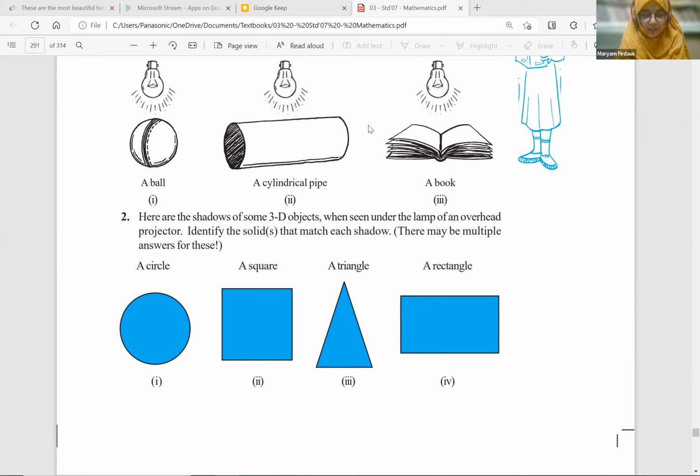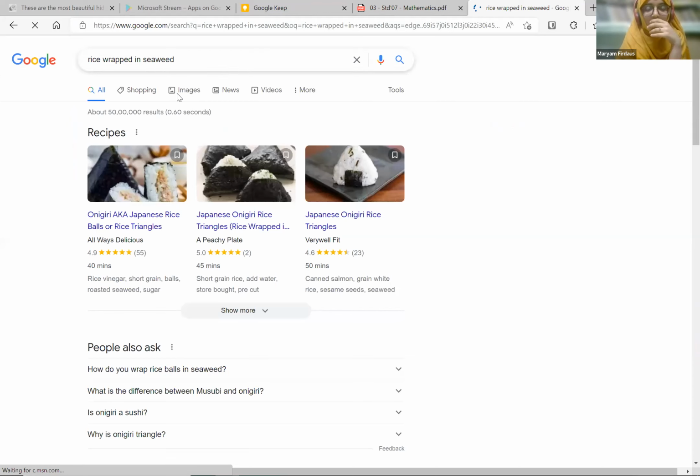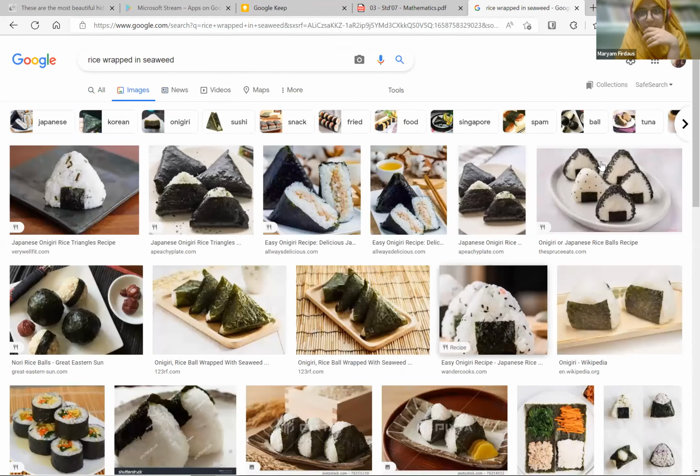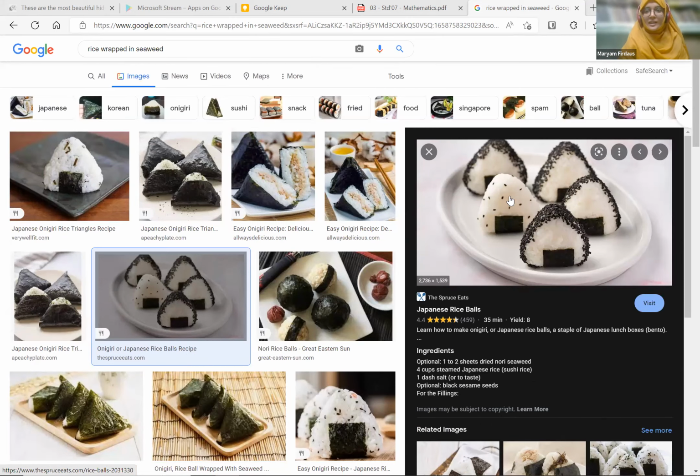Okay, so rice wrapped in seaweed. Tell me, what shape is it? Triangle. No, what shape is the original object? What's the shape of this object? Think about it. So you have two triangles facing each other. Then the base is a rectangle, and then there are two rectangles on either side. So tell me.